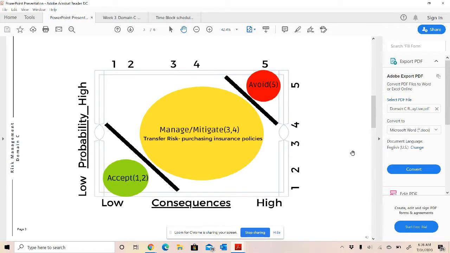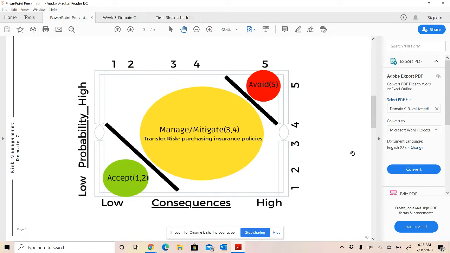This is where most event planners spend their time. So this is kind of where we live, in this 3-4 range. And then 5, if you assign it a number value of 5 for probability and consequence, this is when you want to avoid the risk.